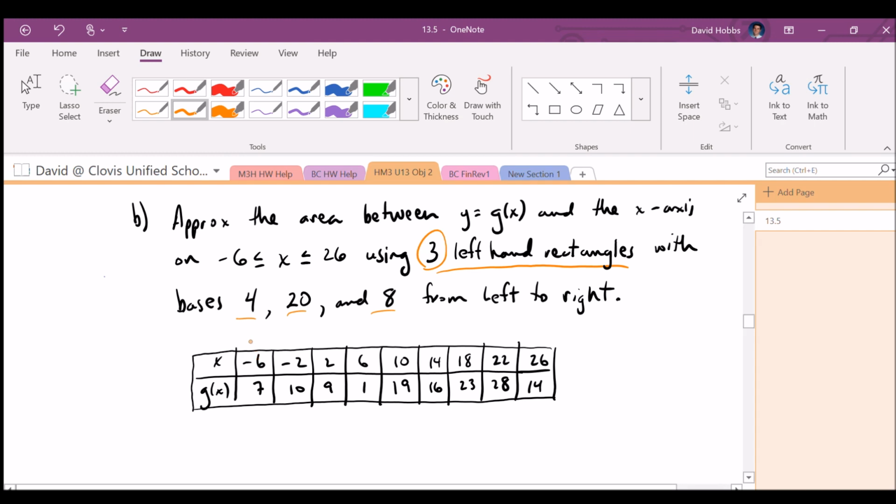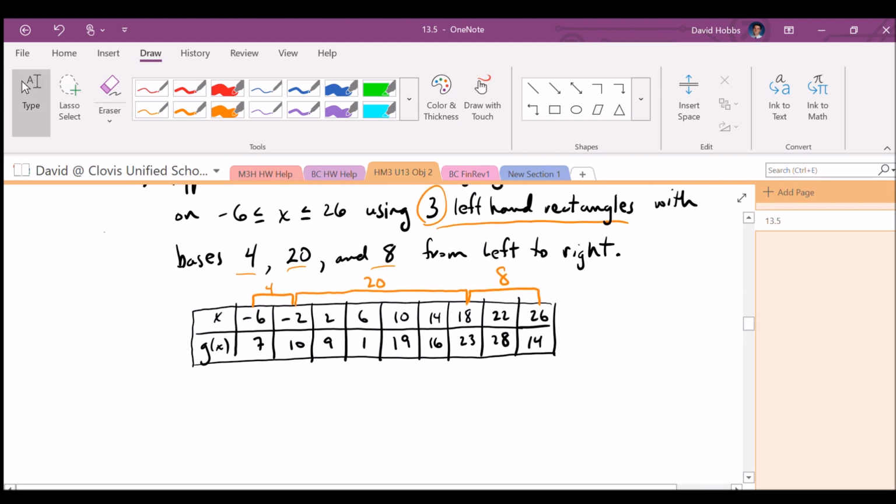But if I start at -6 and I do a distance of 4, isn't that just right there to -2? So then I've got to do a base of 20, so I pick up right where I left off, and I got to go to 18. So -2 plus 20 is 18, so there's my base of 20. And now if I pick up right where I left off at 18 and go to the end, is that a base of 8? Yes, it is. Okay, so there are my three bases for my rectangle.